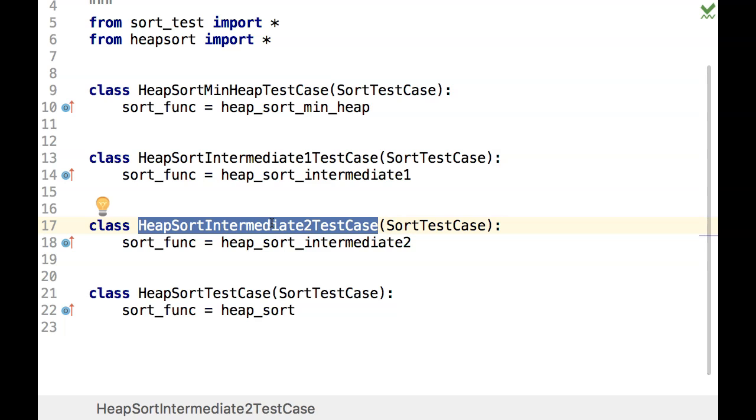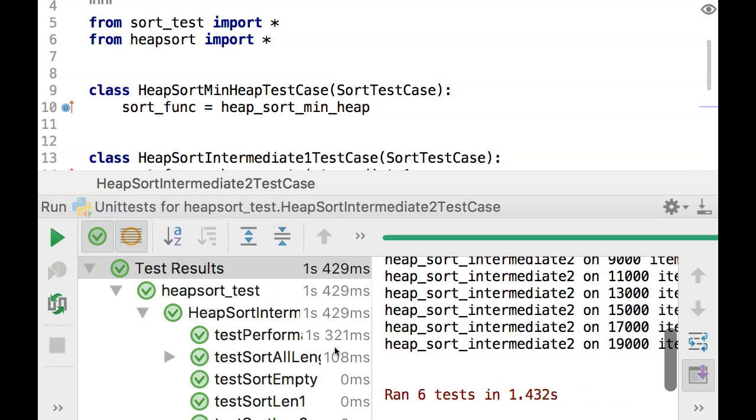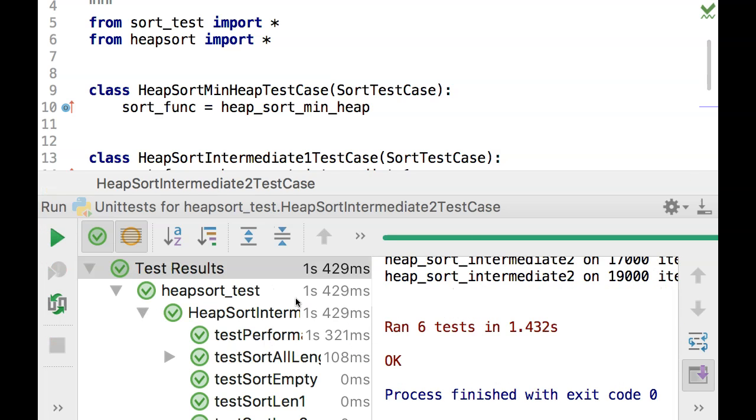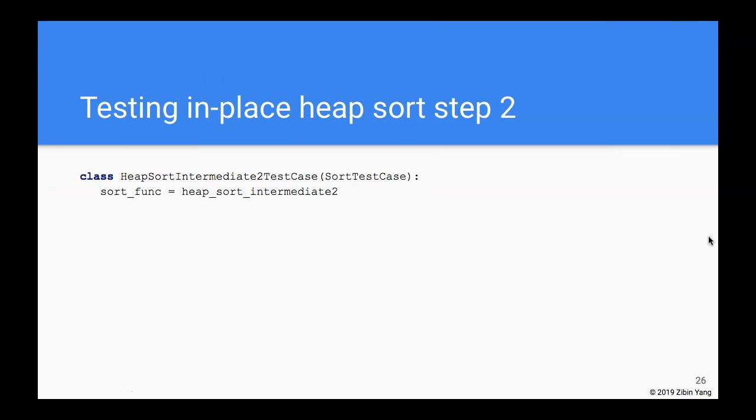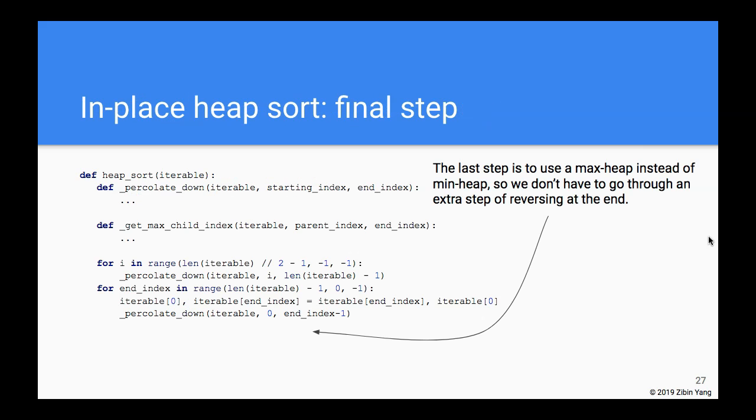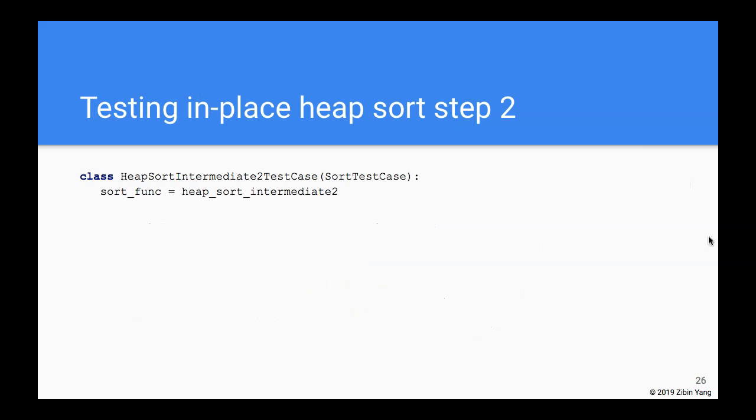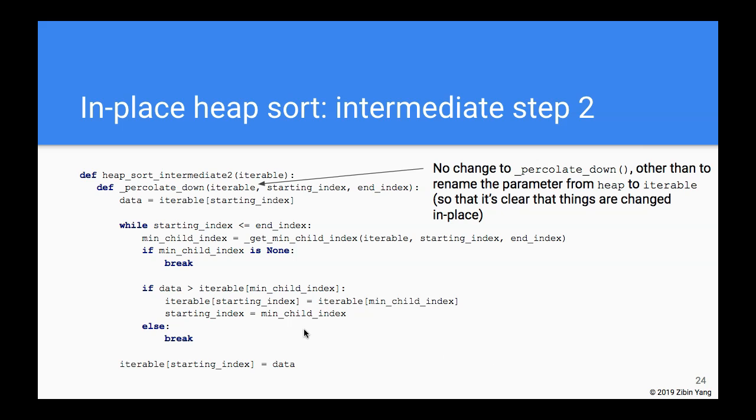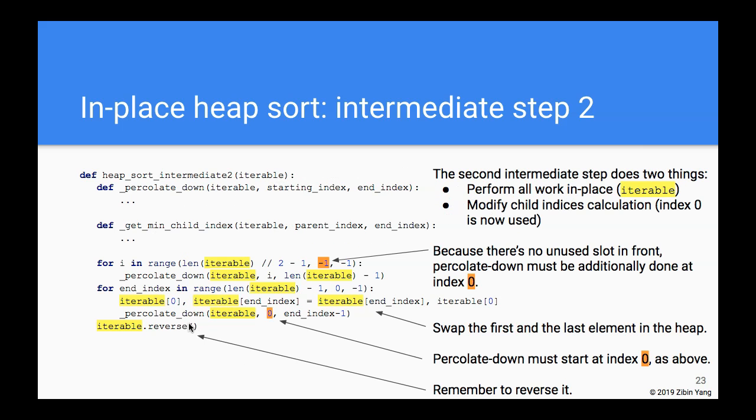So I have an intermediate step 2 test case, and if we run it, you should expect that it passes all the tests. And with the second step, we are very close to the final form of the in-place heap sort. The only thing that we want to do, we don't have to, but we want to do, is remember there's a last step of doing the reverse. We kind of want to save the trouble of doing that.